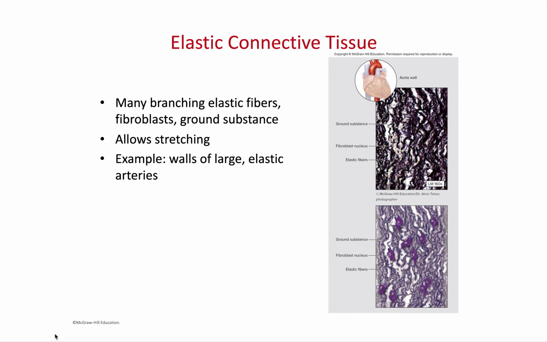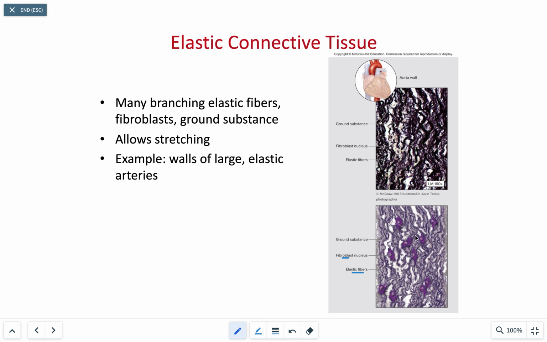And the last one in the category of dense connective tissue is the elastic connective tissue. It has predominantly high amounts of elastic fibers. These are branching. And we also see that the fibroblast nuclei here occupy some of the spaces in between the fibers.